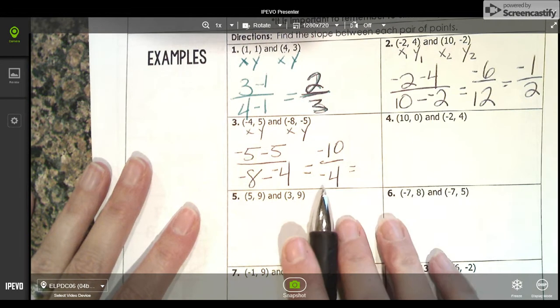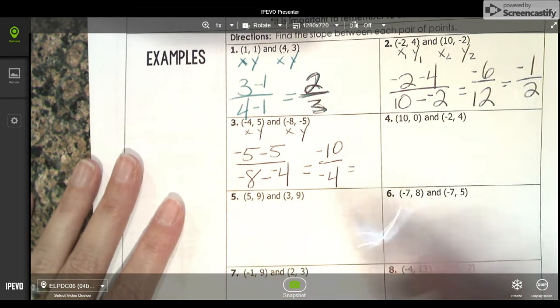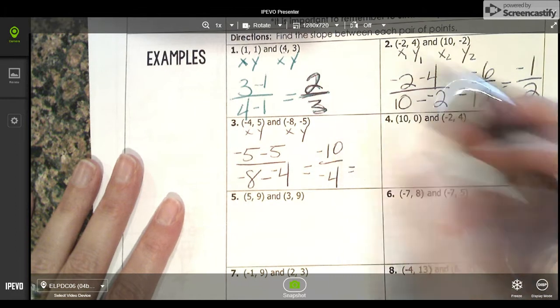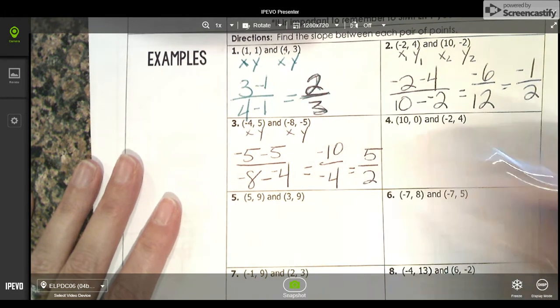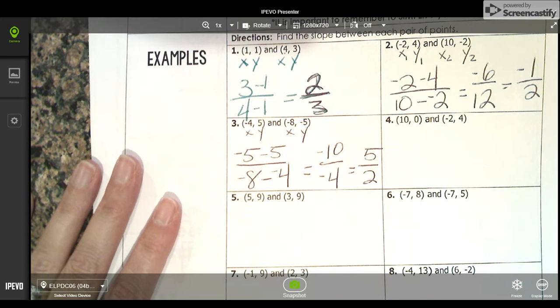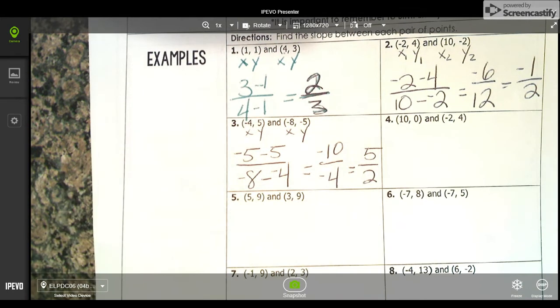And if you don't know how to reduce this in your calculator, call us over. But -10 over -4 actually reduces to 5/2. Your calculator does this for you.